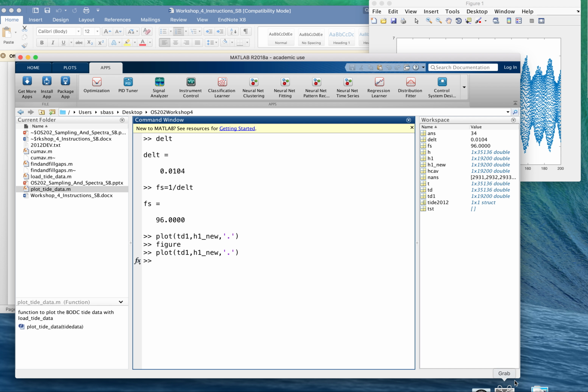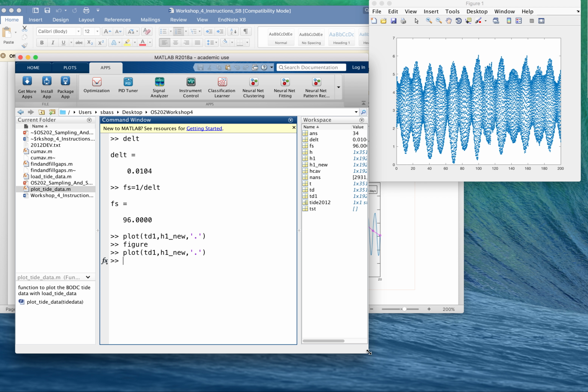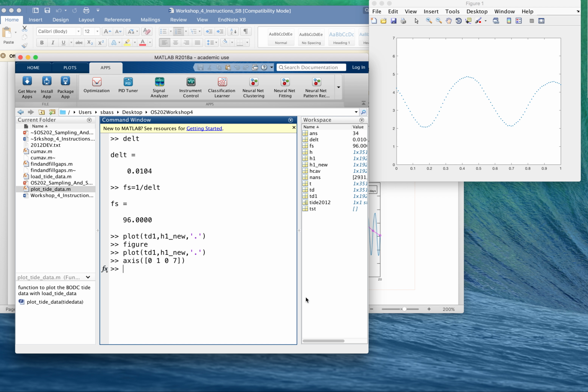Now this time series obviously is quite long. We don't need to see 200 days worth, so let's just have a look at a shorter time period. We've got days on the x-axis, so let's look at just 1 day. And then we'll limit our tidal height from 0 to 7, so we've got the same y-axis limits. Now you can see the samples that were actually recorded.